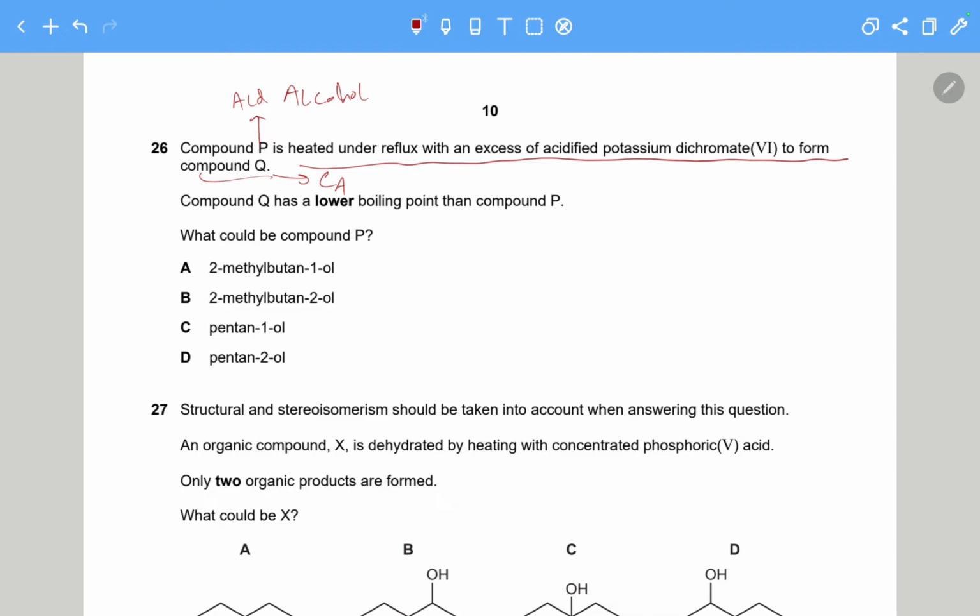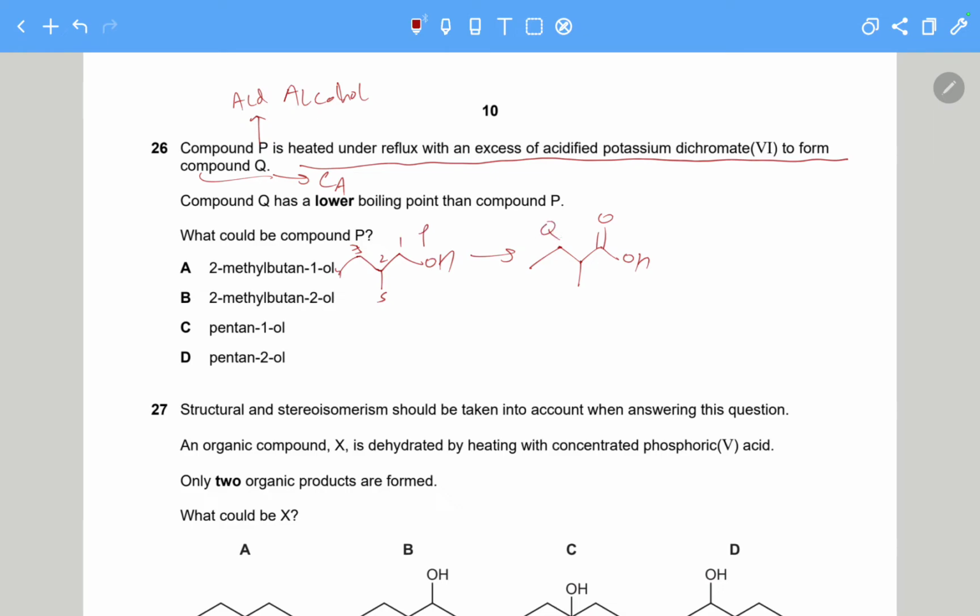Okay, so let's see what we have. 2-methylbutanol will be CH3, CH2, CH, CH3, CH2OH. This is 2-methylbutanol. 1, 2, 3, 4, 5. And when it's oxidized under reflux, we get CH3, CH2, a methyl group here, and a carboxylic acid group here. So that's P, that's Q in this case.